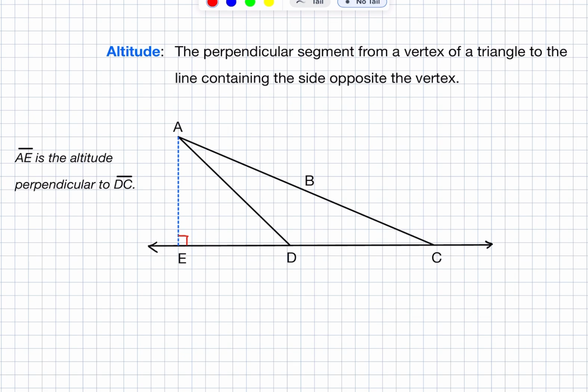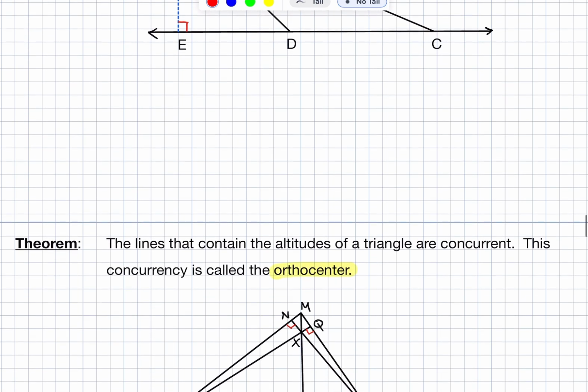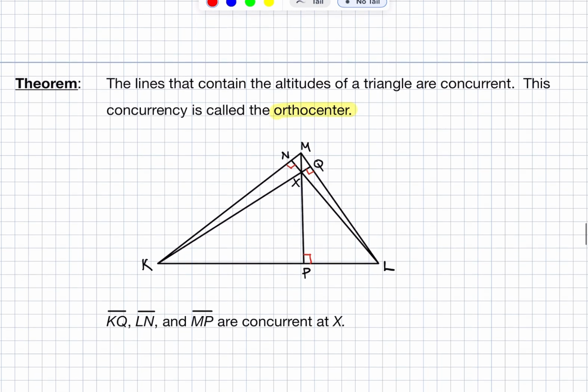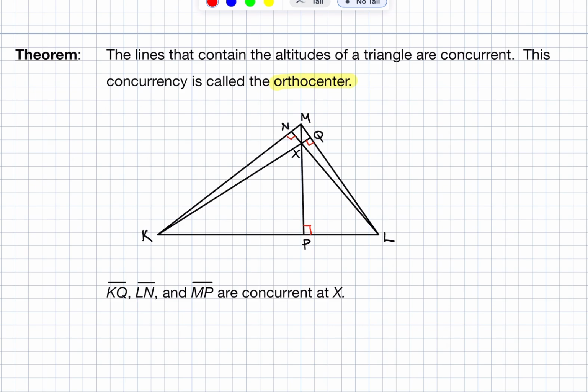So this altitude comes from the vertex to the opposite side of the vertex at a 90-degree angle, creating a perpendicular angle. Okay, so AE is the altitude perpendicular to DC. All right, so let's go ahead and start with the first theorem. Okay, there are three potential altitudes in a triangle.